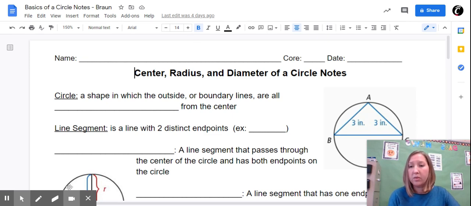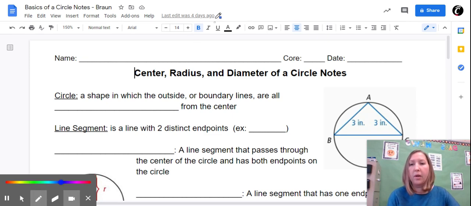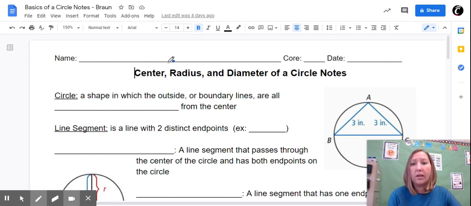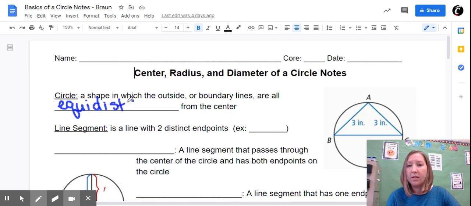So before we get started, we really need to talk about what a circle is. A circle is a shape in which the outside or boundary lines are all equidistant from the center. And that just means that they're all the same distance. All right. Then we're also going to talk about line segments. A line segment is a line with two distinct endpoints.